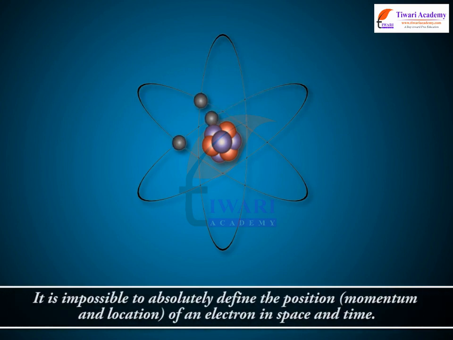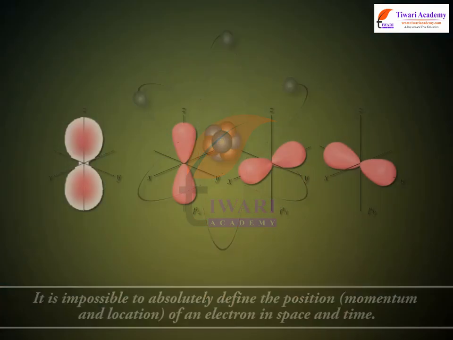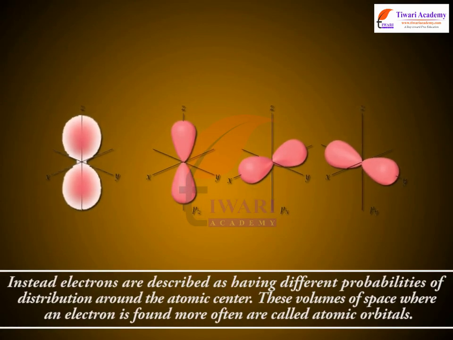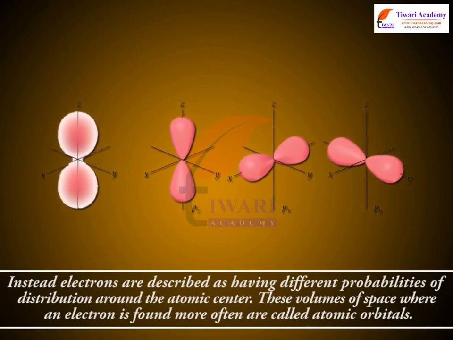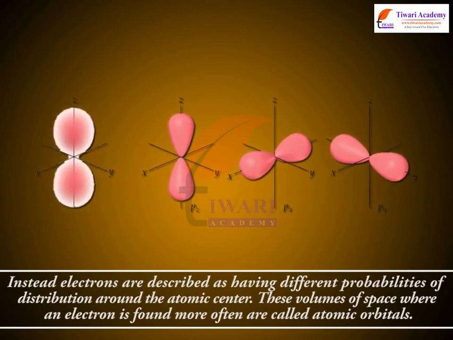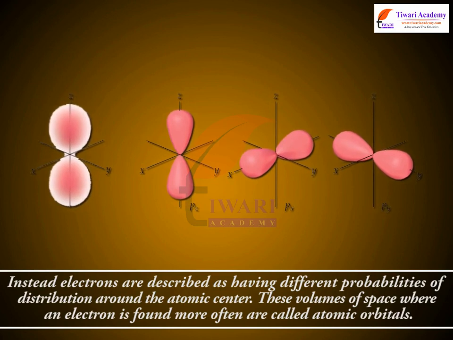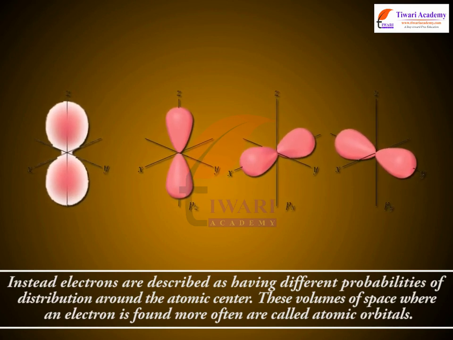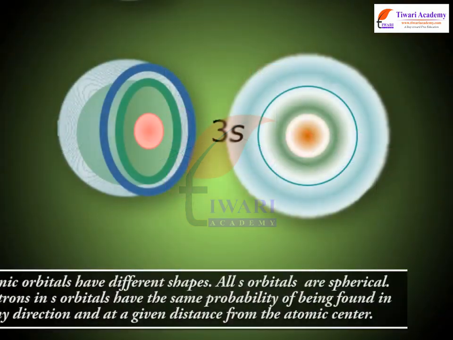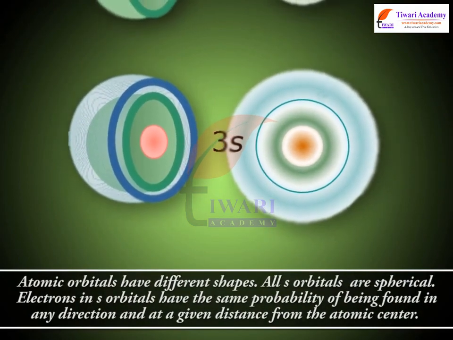It is impossible to absolutely define the position, momentum and location of an electron in space and time. Instead, electrons are described as having different probabilities of distribution around the atomic center. These volumes of space, where an electron is found more often, are called atomic orbitals. Atomic orbitals have different shapes.